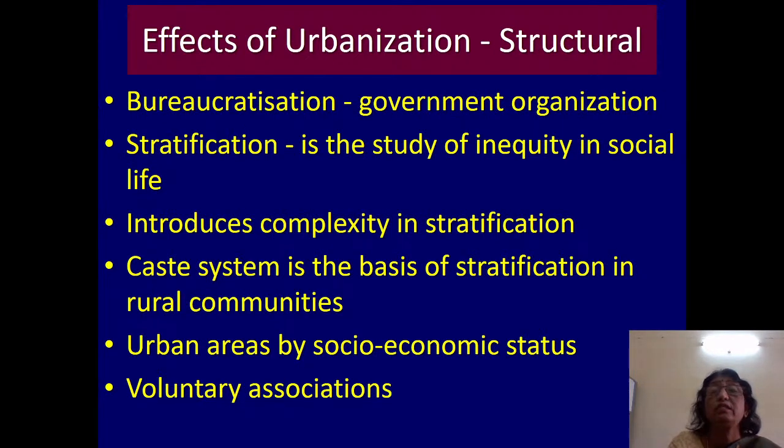So bureaucracy is government. Then stratification is dividing into strata like high income groups, middle income groups, low income groups, etc. Then this produces what? Complexity in the people who are living in the towns or in the cities. And caste system, still the caste system is existing in our country. And urban areas are earmarked by socio-economic status, and there are also associations existing in the urban areas which are voluntary associations.